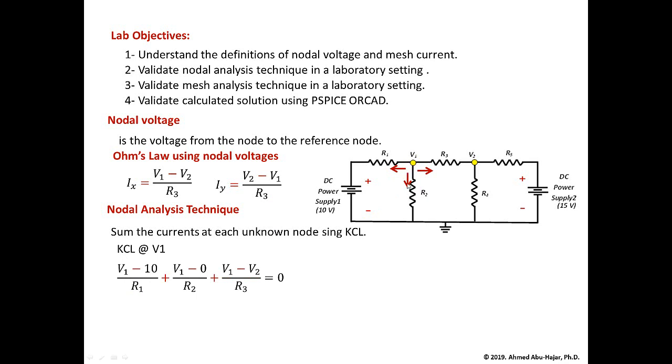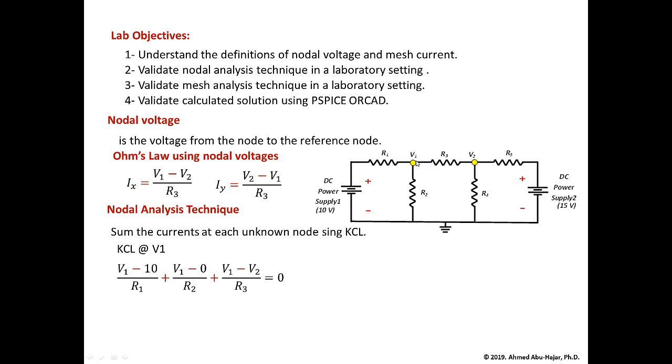The current leaving R2 is going to be V1 minus 0 over R2, or basically V1 over R2. So plus the second current, V1 over R2, plus the third current, which is V1 minus V2 over R3. This will equal 0, because by KCL, if all the currents are leaving the node, then the sum of all the currents leaving the node equals 0. I like summing the currents leaving the node because it makes it more systematic.